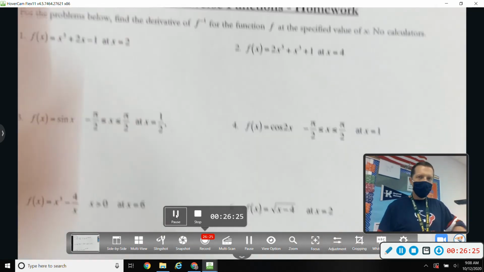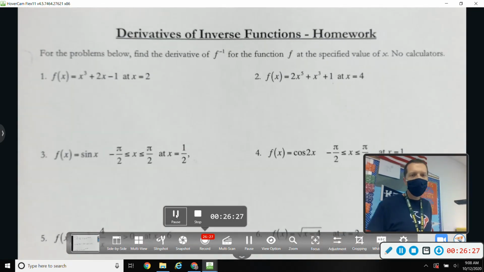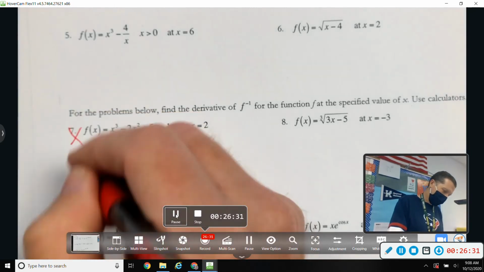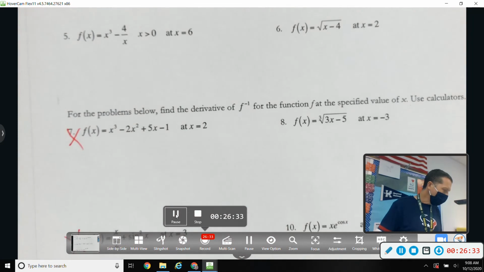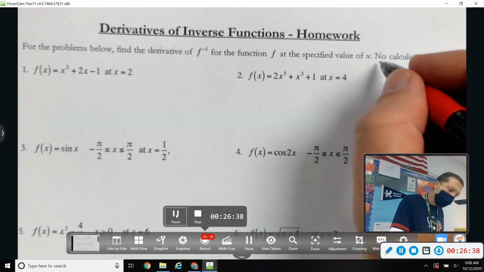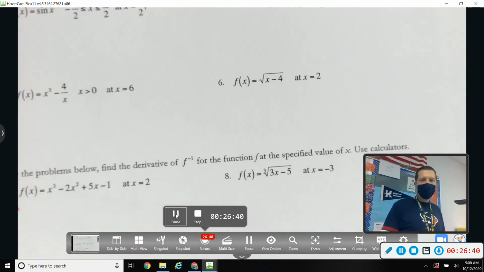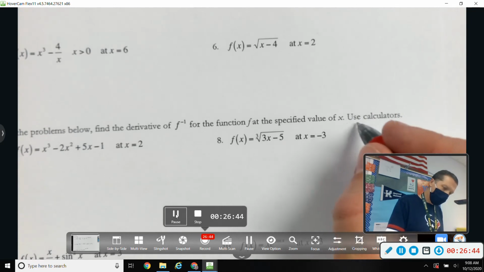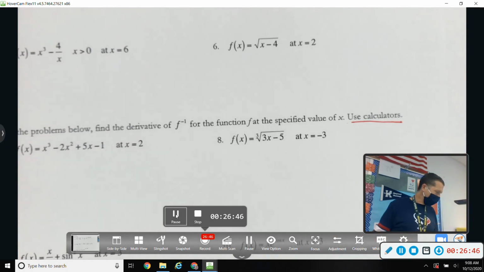So here is the homework. This worksheet is located in the Schoology post folder, but omit 5 and 7. You might also notice that 1 through 6 are without calculator. 8 and 10 are with calculator. Though I omitted 7 and 9 because you need a calculator for 7 and 9. You don't really need a calculator for 8 and 10. So you can use one, but it's not really even helpful.